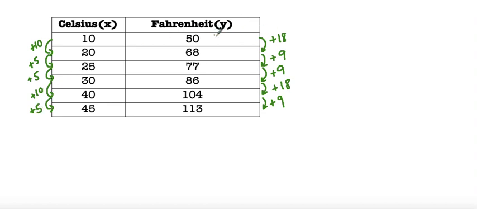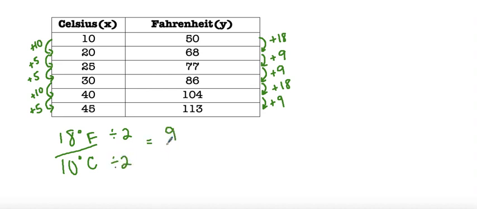So here, from 50 to 68, it increased by 18 degrees Fahrenheit. And when it did that, it also increased by 10 degrees Celsius, which we could simplify this fraction. 18 divided by 2 is equal to 9, and 10 divided by 2 is equal to 5. And now if you notice here, my rate of change is completely simplified. And if we keep looking at our table, the next from 68 to 77, it increases by 9 degrees, and from 20 to 25 increases by 5 degrees, which is the same thing as 18 over 10, just simplified. So here I have my slope.